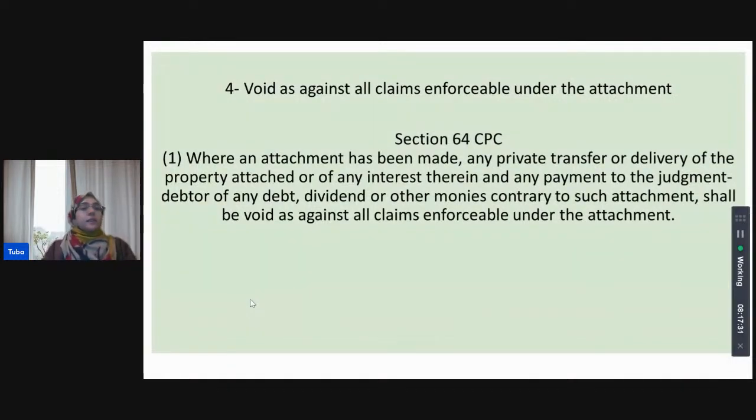All right, see. The correct position as per section 64 of CPC is that such an action with respect to such attached property will be void as against all the claims enforceable under the attachment. So not just mechanically, we don't have to click the option that says void ab initio. It will be void as against all claims enforceable under the attachment. This is the correct position set out by section 64 of CPC.